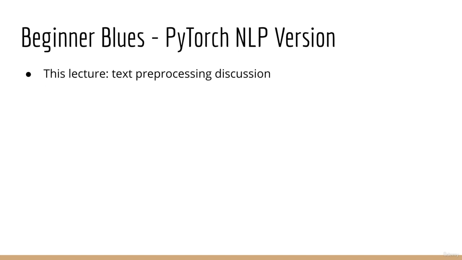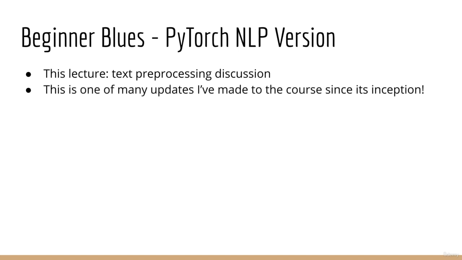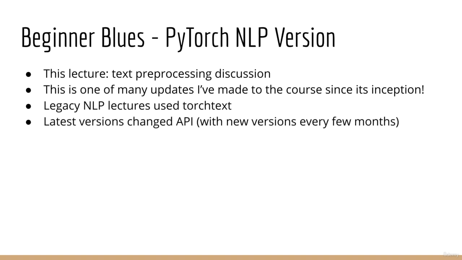Well, let's begin with the fact that this is a brand new, updated lecture, which did not exist when I first released this course. In fact, there have been a few free updates to this course over the years. So why does this lecture exist? Well, you may have noticed, if you went through the legacy NLP lectures, they use the library called TorchText. And at the current time, the TorchText library has been updated, such that the previous code does not work with the latest versions. Many beginners got stuck because of this change.